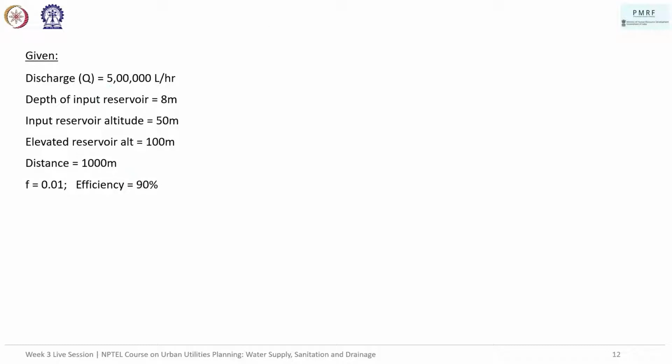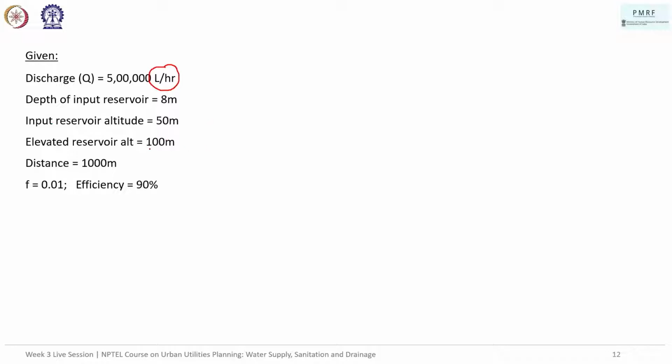Discharge is given to us as 500 liters per hour. Mind you, the unit we require is meter cube per second, but it is given in liters per hour. The depth of the input reservoir, that is the lower reservoir, is 8 meters. The altitude of this input reservoir is 50 meters from, say, some reference point. It could be mean sea level or any other reference point that you're fixing.